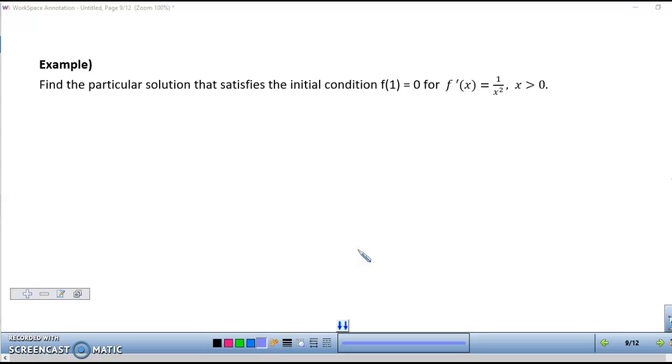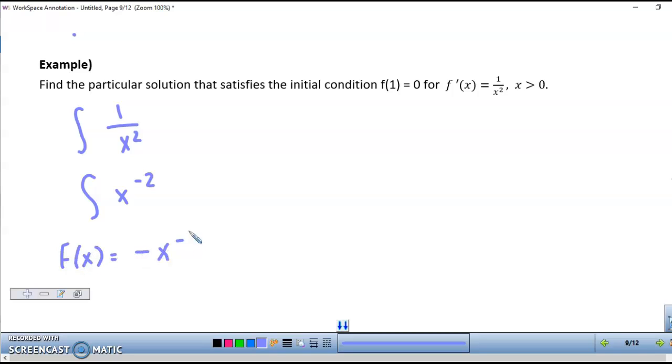So that leads us nicely into particular solutions. So what particular solutions have is an initial condition that we get at the start of the problem. But the first thing we actually want to do is to take the integral of our f prime of x, so the integral of 1 over x squared, which we can rewrite as the integral of x to the negative 2. We've integrated this before, so we know that f of x is equal to negative x to the negative 1 plus some c. Okay, and we could rewrite that as negative 1 over x plus c.